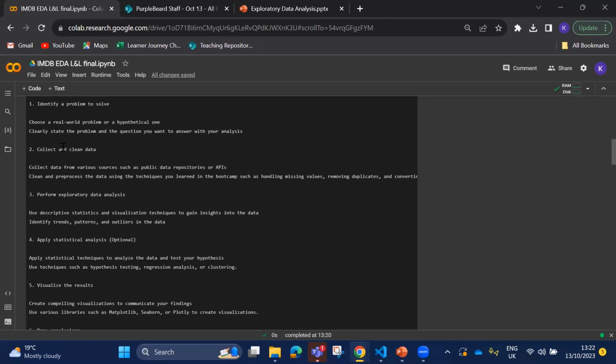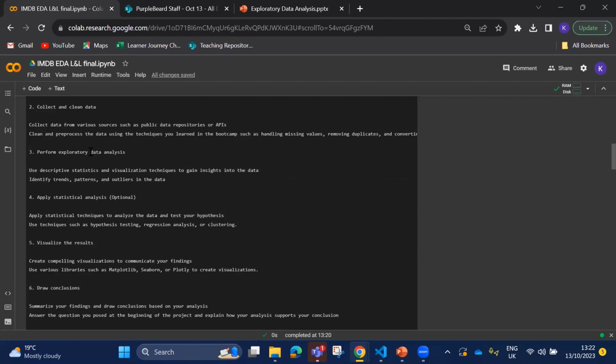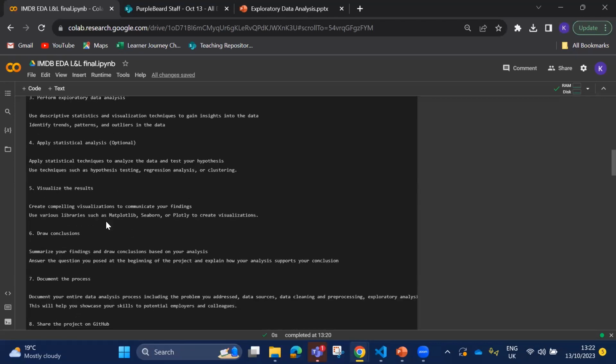But the first step would be to collect the data and then to make the data usable by cleaning the data. The data might have some errors, so we might need to clean that as well. Then you perform EDA, and you can do some statistical analysis as a part of EDA as well, but it depends on if you have to do that or not.